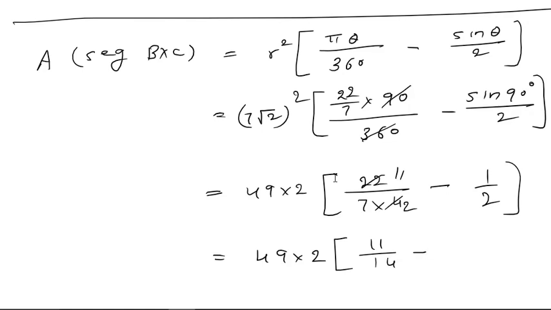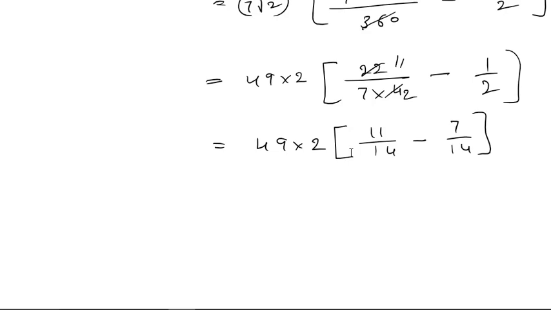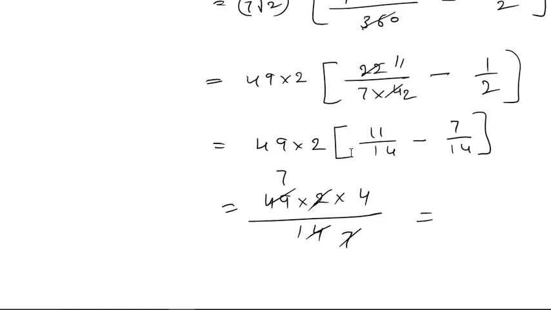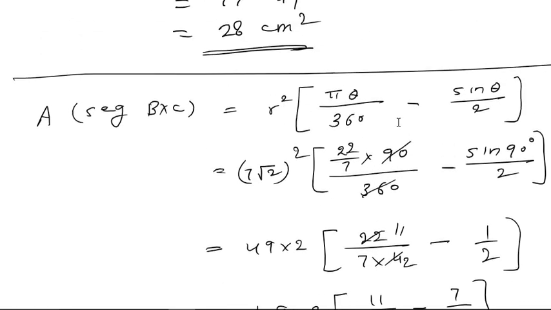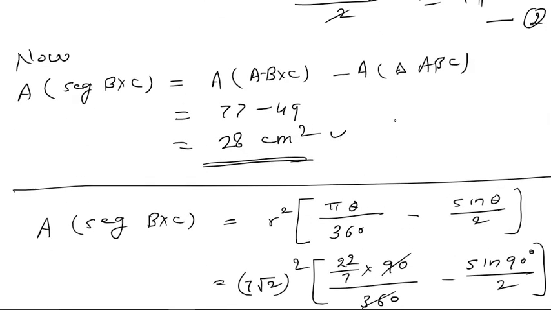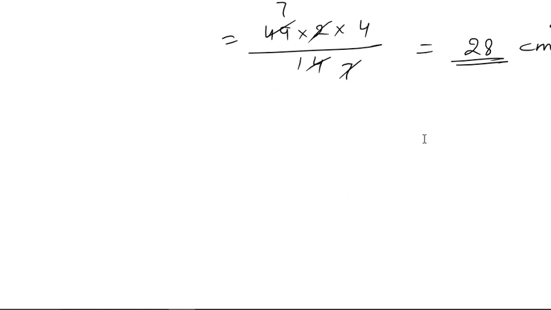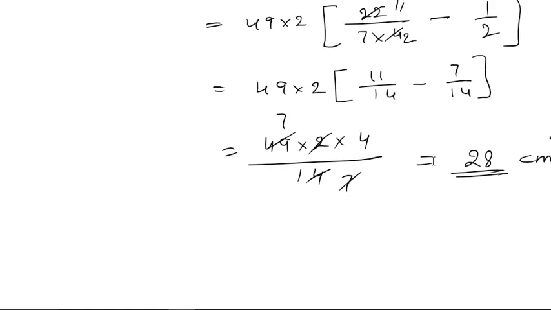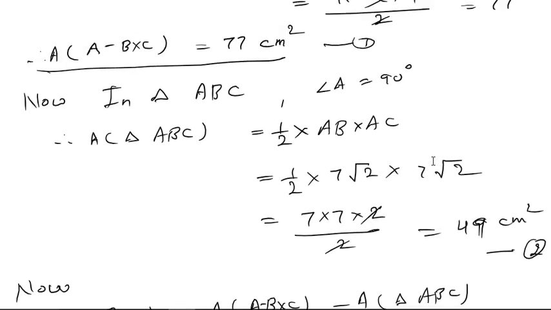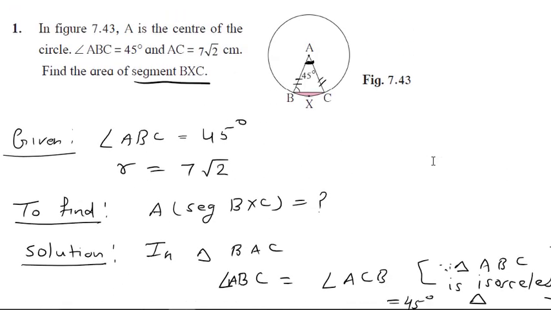here I make the denominator the same, so I multiply and divide by 7, so 7 upon 14. Now 11 minus 7 is 4, so the final answer is 49 into 2 into 4 divided by 14. Now 2 7s are 14, 7 4s are 28, so 28 centimeter square. Here also we have got 28 centimeter square and here also my answer is 28 centimeter square. So the final answer is 28 centimeter square. This is how you solve this problem. First problem we have done.